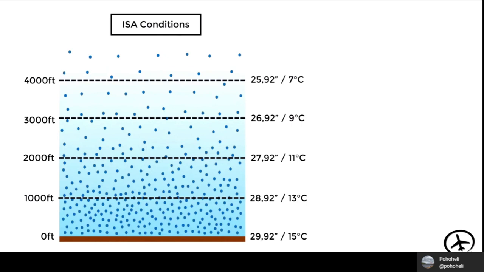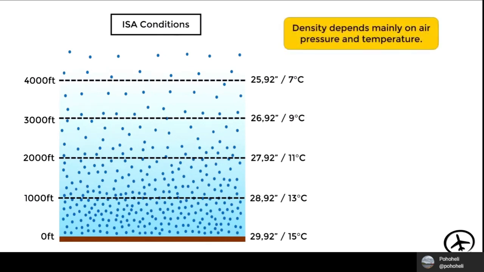Now, let us remember that air density depends mainly on pressure and temperature, although it also depends on humidity, but we will not take this into account. So, considering that in the ISA atmosphere the pressure and temperature at a certain altitude are always the same, this means that the density at a certain altitude will also be always the same.